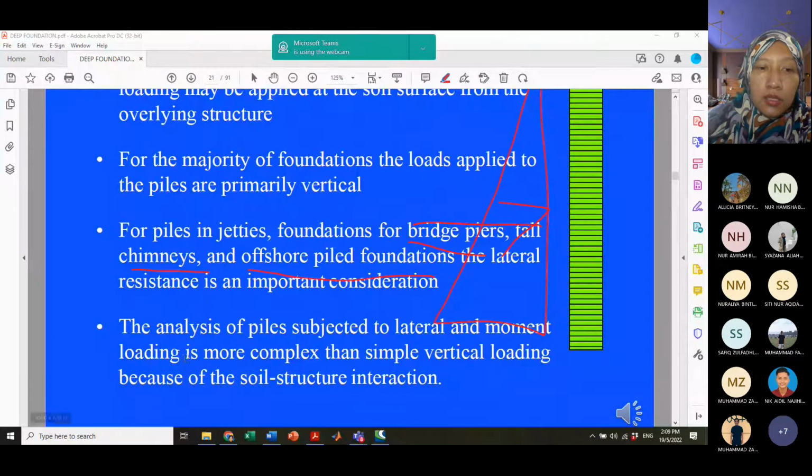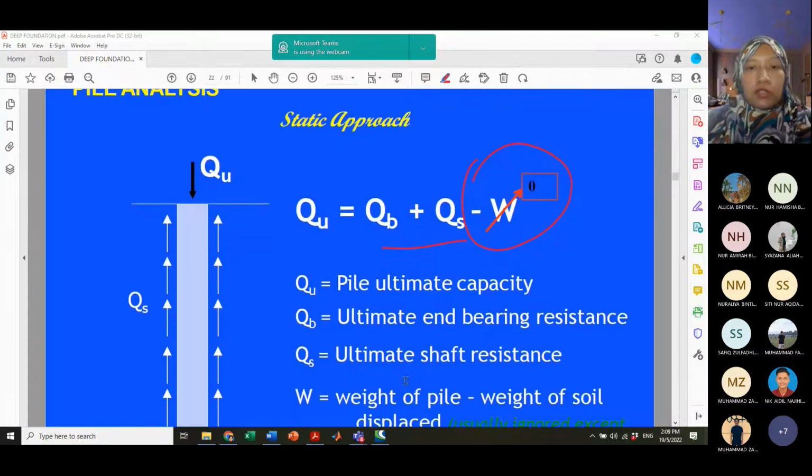That's why it says that the analysis of piles subjected to lateral and moment loading is more complex than simple vertical loading because of the soil structure interactions. So if you look at the application, usually it is the offshore structure that is the most critical, because it is an open area and the loading it receives is in the form of lateral force, moment and also vertical load.